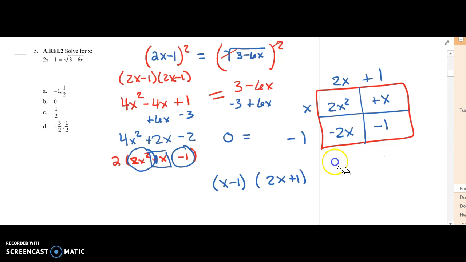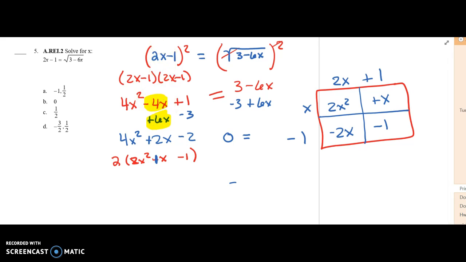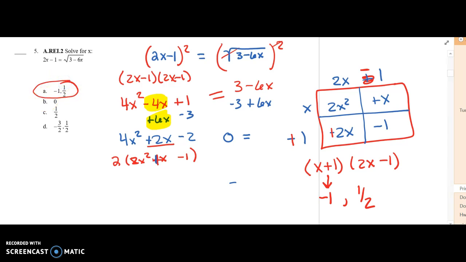In looking at my answer, I can see I've made a little error. When I combine negative 4x and 6x, I would have a positive 2x, meaning I have to have a positive 2x here and a negative there. So my factors are x plus 1, 2x minus 1, and my zeros are negative 1 and positive half. And that, of course, shows up as answer A.